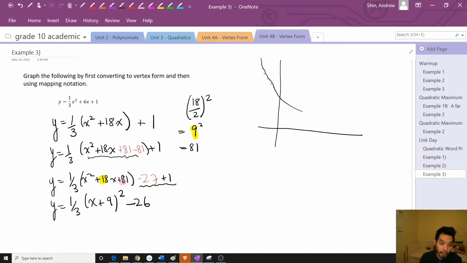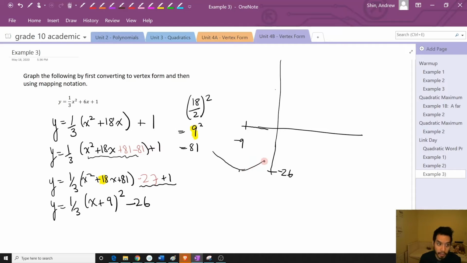And so now I know that this drawing of mine was wrong. I now know that this parabola is at negative 9. The vertex is at negative 9. So negative 9 and negative 26. And we know it's opening up. It's going to look something like that. So the vertex is around here.